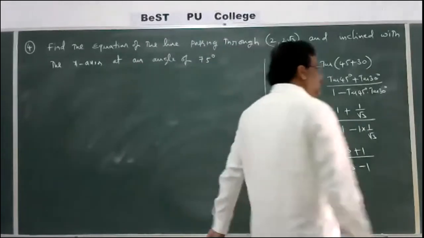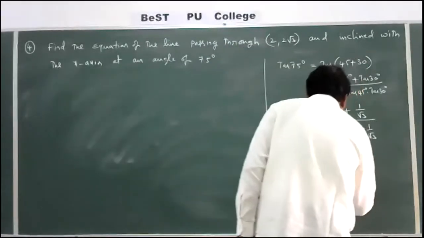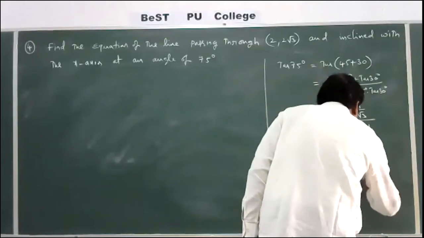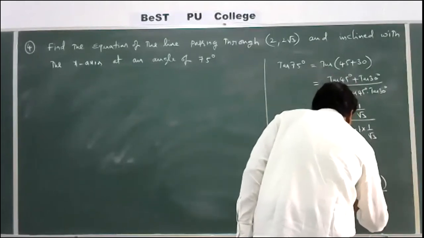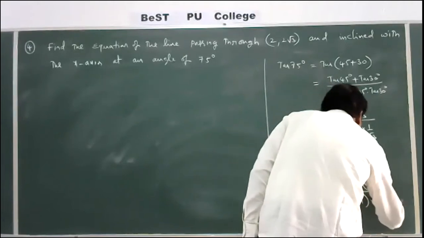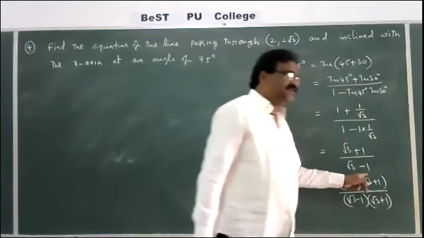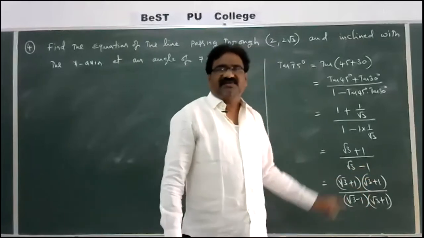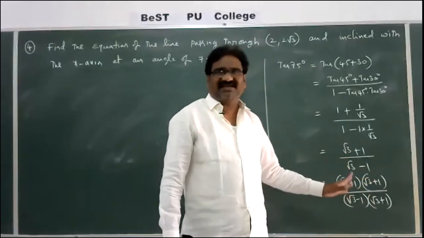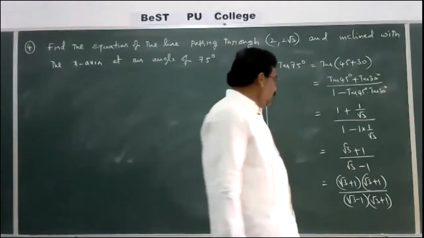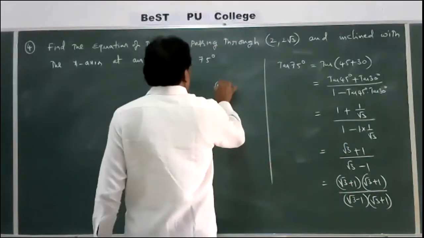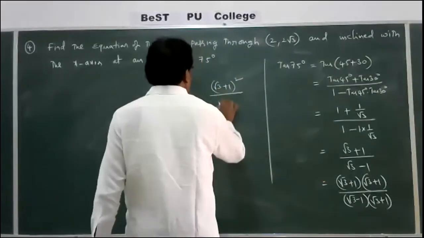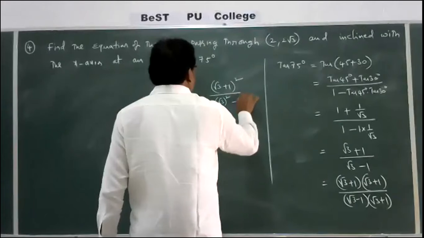We want to simplify this by rationalizing the denominator. Multiply root 3 plus 1 by root 3 minus 1, with root 3 plus 1 in both. What is the rationalizing factor of root 3 minus 1? Root 3 plus 1. That's why we multiply the numerator and the denominator by the same value, root 3 plus 1. In the numerator you get root 3 plus 1 whole square, and in the denominator a minus b into a plus b, a square minus b square: root 3 square minus 1 square.